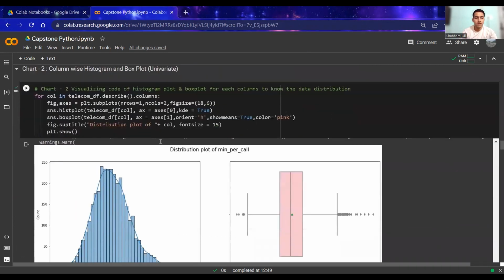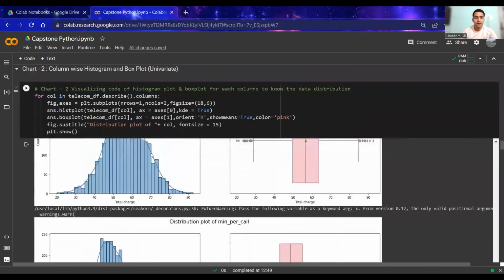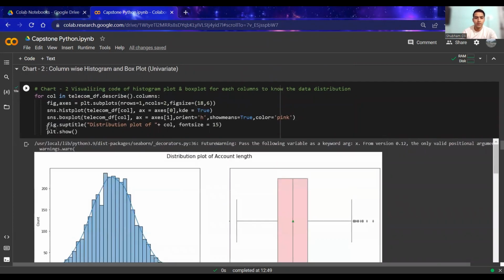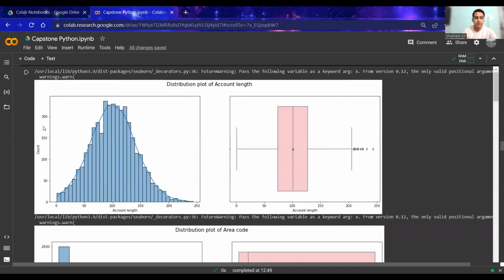And now we will see the histogram and box plot for our data. Here we can see the histogram. This histogram will give us the distribution for the data. As you can see, the data is normally distributed here. We have account length and count.